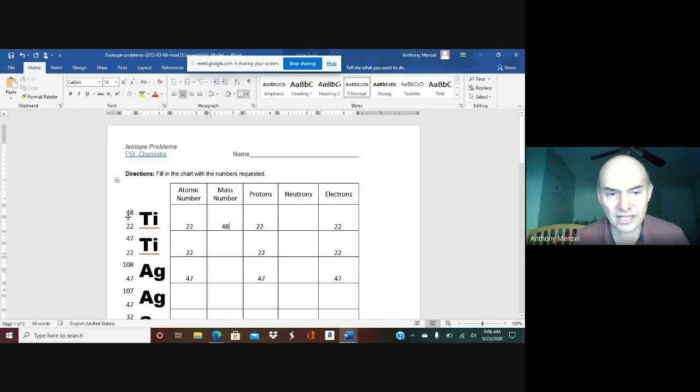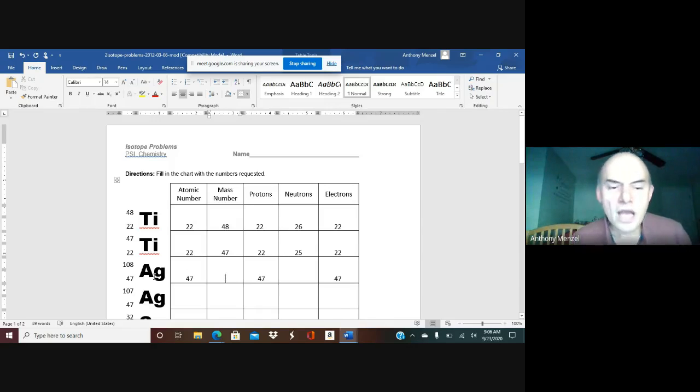And we know now that the neutrons are equal to the mass minus the number of protons. So 48, the mass number, minus 22, the atomic number for the isotope, will just be 26. And to check ourselves, of course, we know that the neutrons plus the protons have to equal the mass. So 26 plus 22 is 48. If we do the same for titanium 47, our mass number is 47. 47 minus 22 is going to be 25, because the mass of the isotope minus the protons gives you the number of neutrons. Double check ourselves again. Neutrons plus protons gives you the mass. 25 plus 22 equals 47.